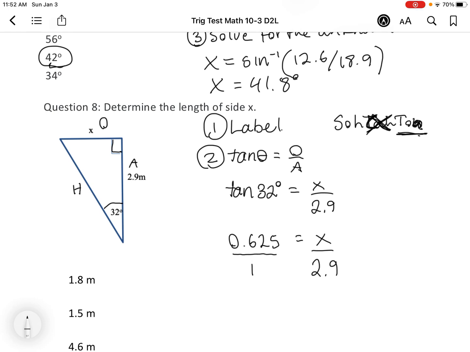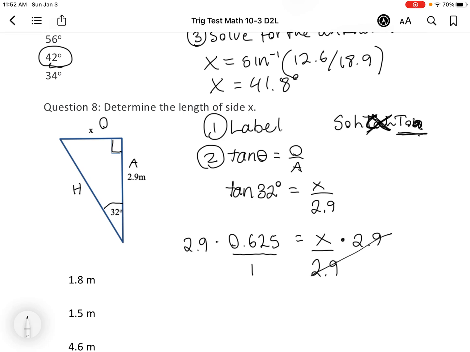Okay, now this looks very similar to all of the other proportional reasoning equations that we were solving, right? How do I solve for x here? Well, what's being done to it? I'm dividing it by 2.9. So to undo that, I need to multiply both sides by 2.9.